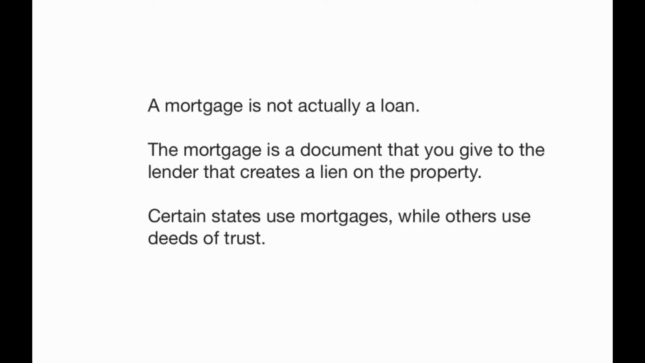So what is a mortgage? A mortgage is not actually a loan. It's not a loan. People use the word as if it's a loan. A mortgage is a document that gives the lender a lien on the property. What's a lien? Money. So it creates a lien on the property.